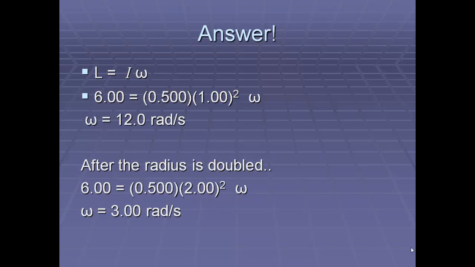Most of the problems that you're going to be having in this class that will involve the conservation of angular momentum will be very similar. The distribution of mass on the object will change, or the radius of rotation for an object will change, and you'll have to recalculate the angular speed or some other quantity as a result.